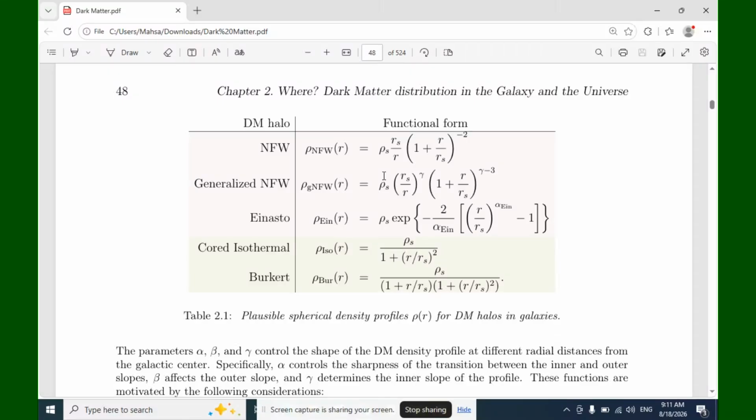And rho Einasto of r is equal to rho_s times the exponential of minus 2 divided by alpha Einasto, multiplied by the bracket (r divided by r_s) to the power of alpha Einasto minus 1. And the cored isothermal, rho of r is equal to rho_s divided by 1 plus (r divided by r_s) to the power of 2. And Burkert, rho Burkert of r is equal to rho_s divided by (1 plus r divided by r_s) multiplied by (1 plus (r divided by r_s) to the power of 2).